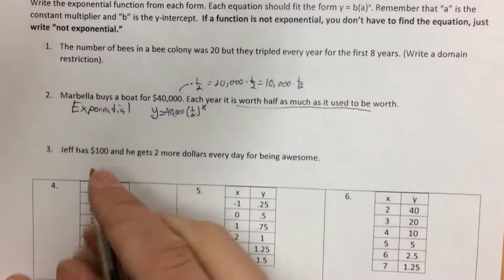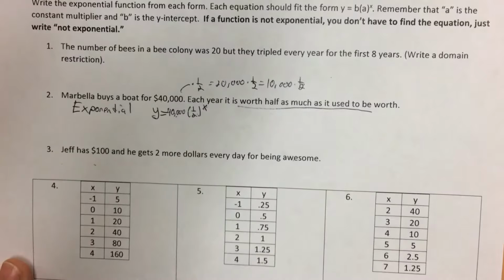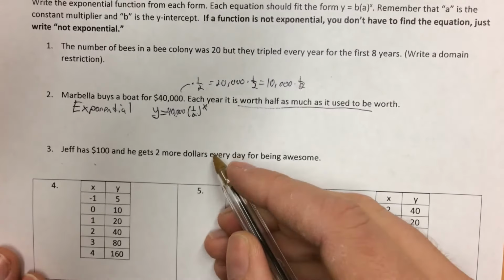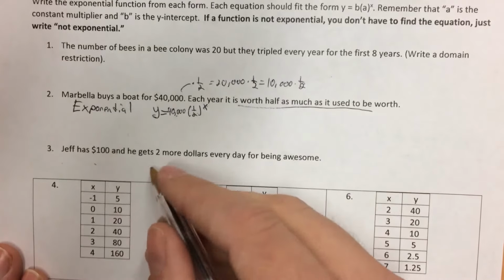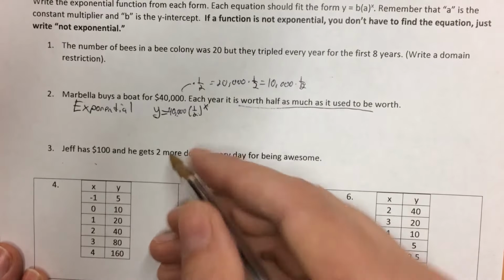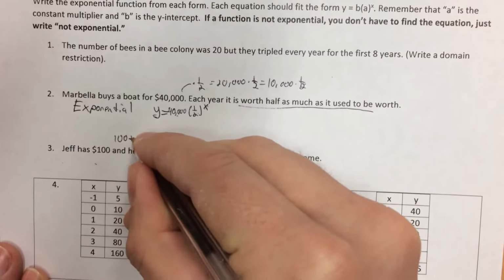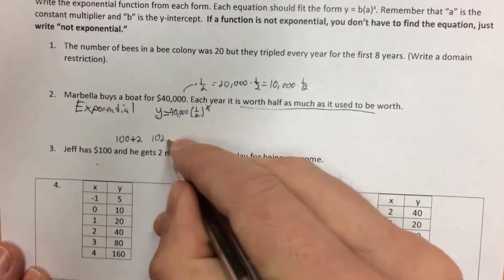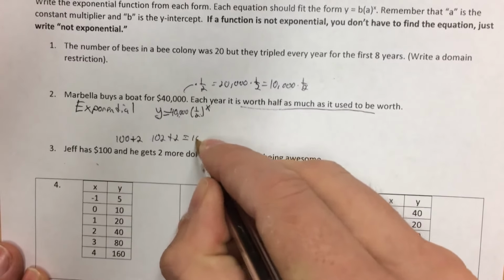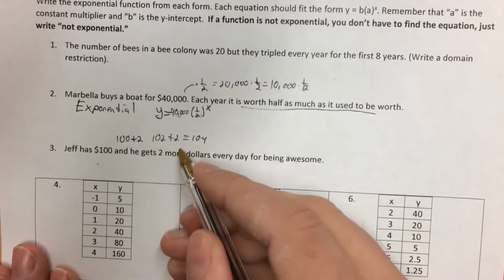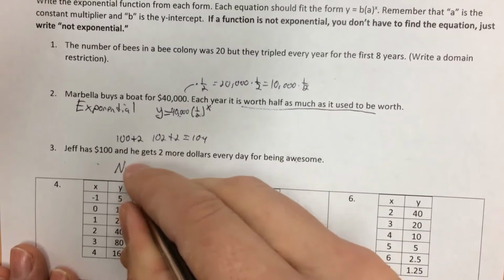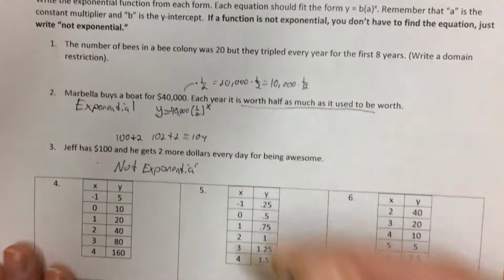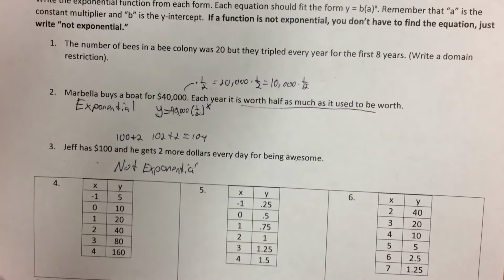Number 3, Jeff has $100 and he gets $2 more every day for being awesome. Okay, so there's something constant going on, but it is not a constant multiplier, because getting $2 more each day isn't multiplying, it's adding. After one day, he has 102. After a second day, he has 104. This is a constant difference. This is actually a linear function, so this is not exponential, and we don't have to write the equation even though we could. All right, I'll do one of the tables.